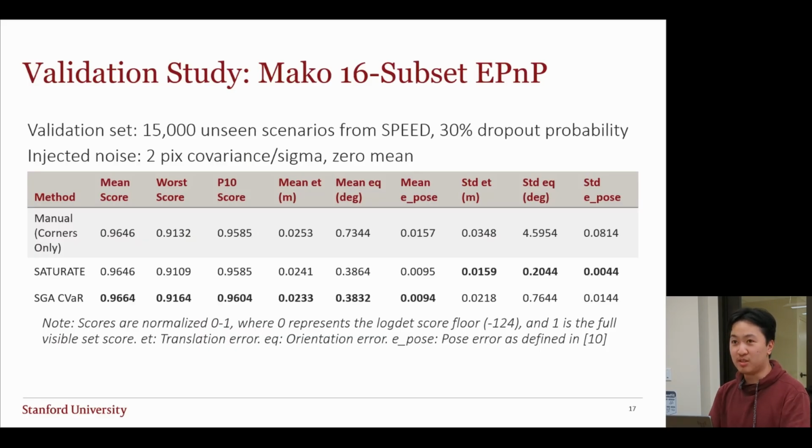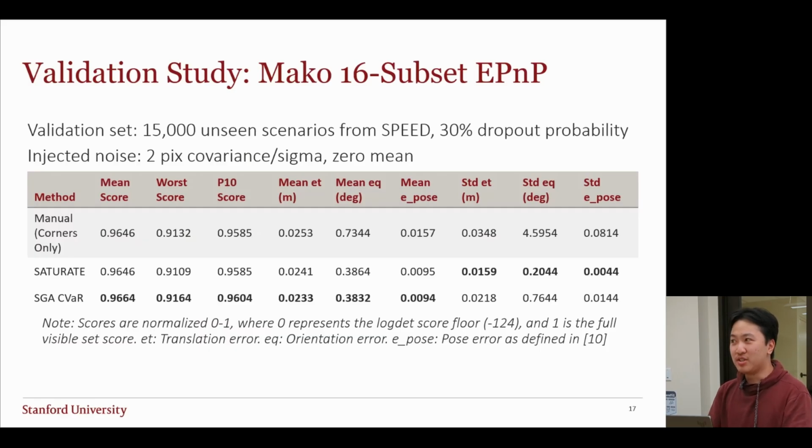So this is a little bit harder. And we see in the injected noise, I made it 2-pixel covariance with 0 mean. And we see here that even in this harder distribution, I know there are a lot of metrics to go by, so I'll go through them a little bit slowly. For the scores, CVaR does better, and I know they all look pretty compressed near 1, but that's because they are normalized against a very low floor.